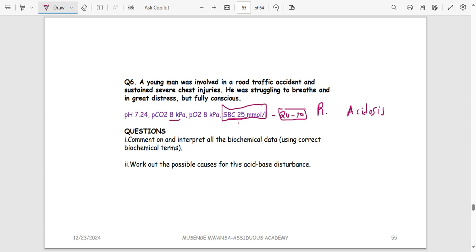Work out the possible causes for this acid-base disturbance. So what is the cause of respiratory acidosis? Remember we said that the bigger problem when it comes to respiratory acidosis is any condition that could be causing difficulty in breathing out. And we've been told this one was involved in a road traffic accident and sustained chest injuries. So what could cause that would be the actual crash injury to the chest, multiple rib fracture, and maybe the lungs had collapsed so you can't breathe out.